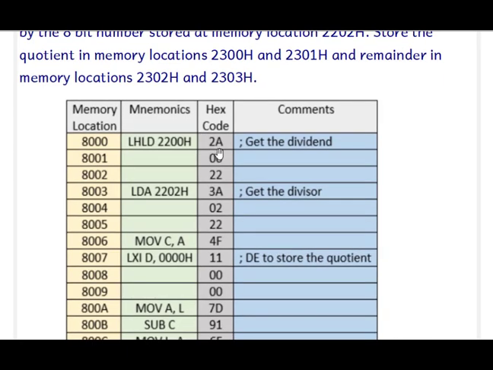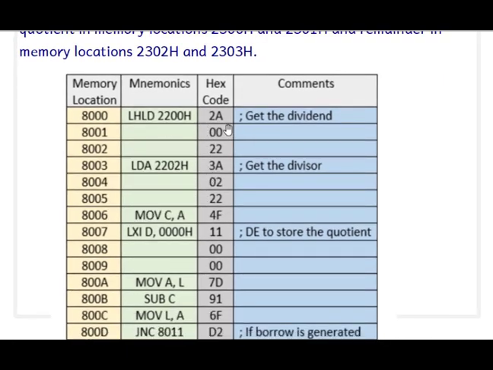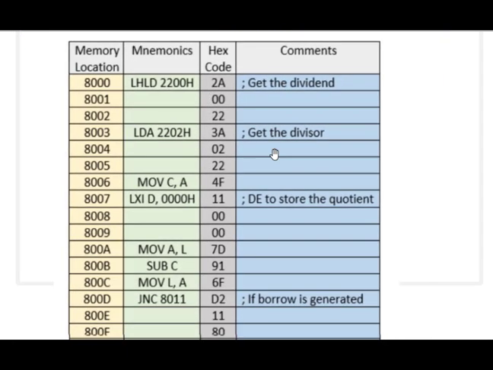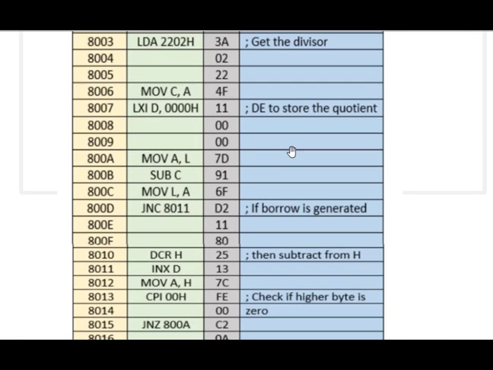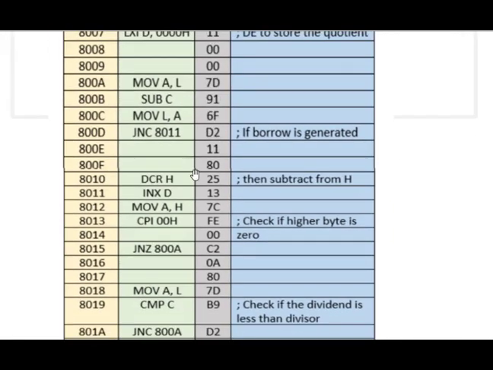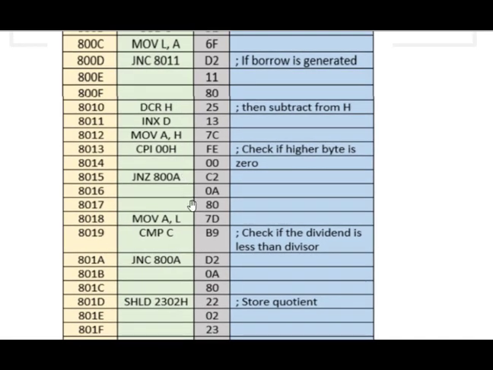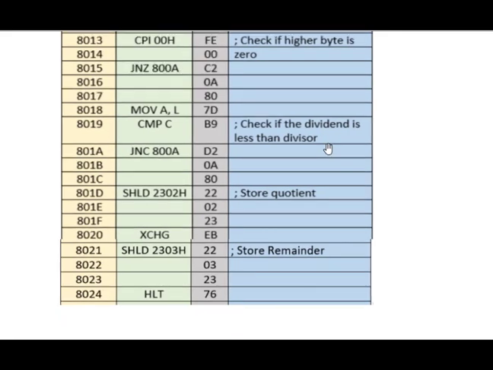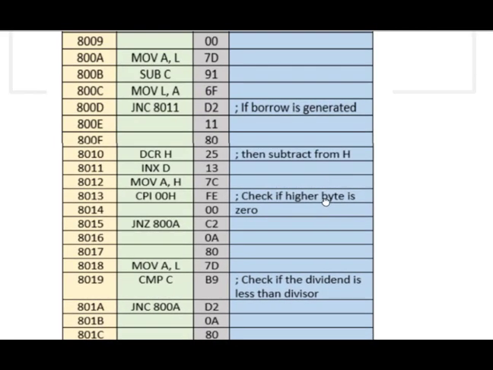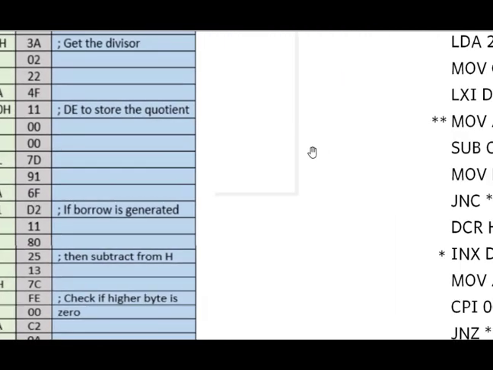Okay, so this is the program. First we get the dividend, then get the divisor, then use this DE to store the quotient. And this is the part which we are doing. You can note down everything. And I'll explain the code. This is actually the program, and this is the code.